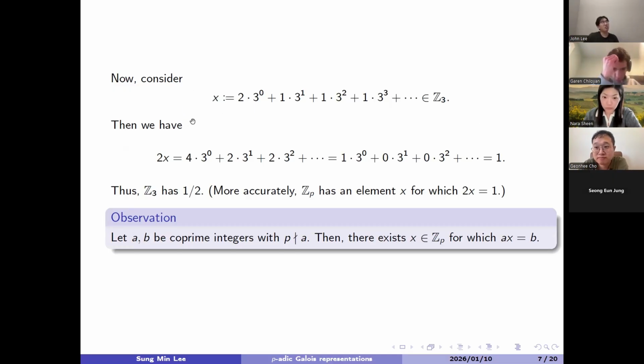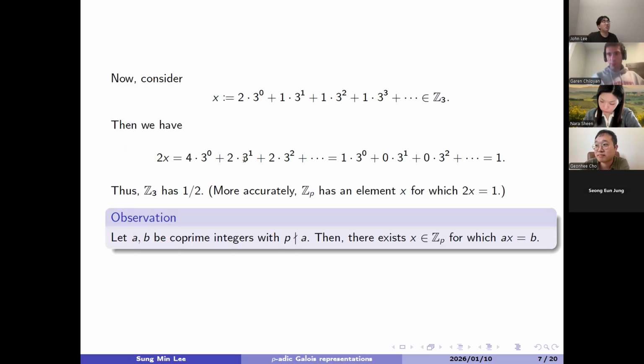And now let's imagine 2x. I'm just multiplying by 2 using regular number theory and regular arithmetic. So multiplying the first coefficient by 2, second coefficient by 2, third by 2, and keep going. Because I have 4 times 3 to the power 0 for the first one, that's 4, which is 1 plus 3. So make the first one 1 and bring this 3 to the next level, like when we are doing regular addition in base 10 calculation.